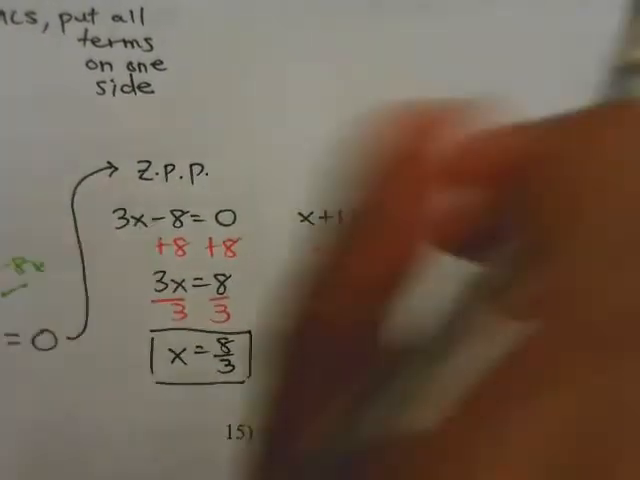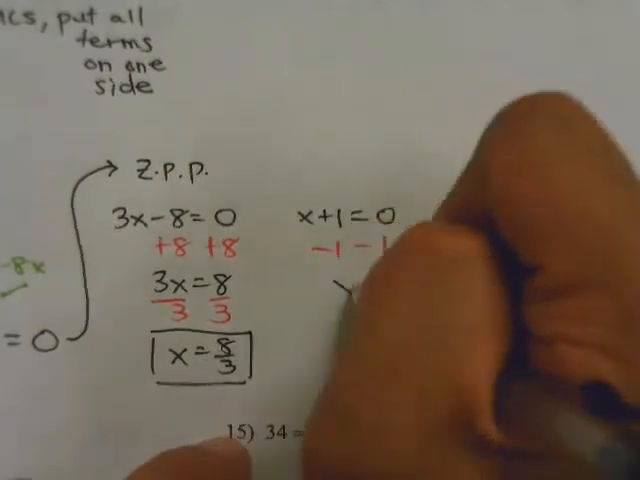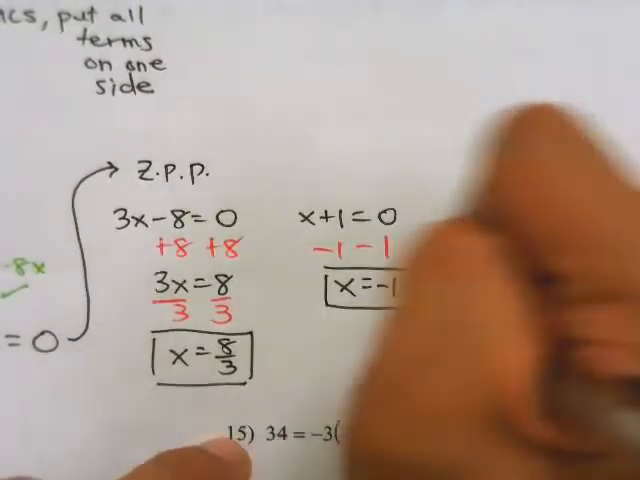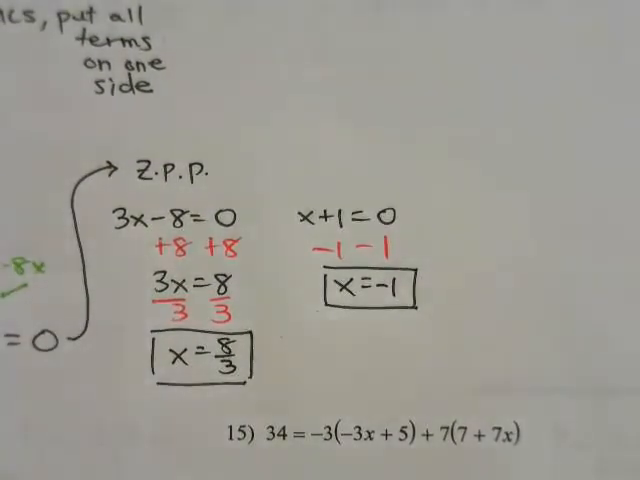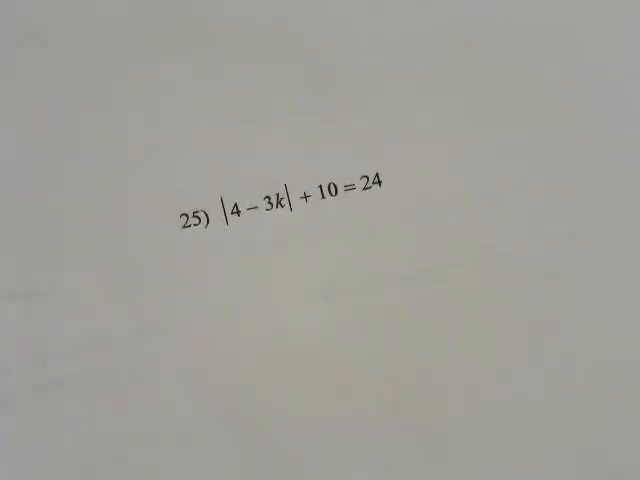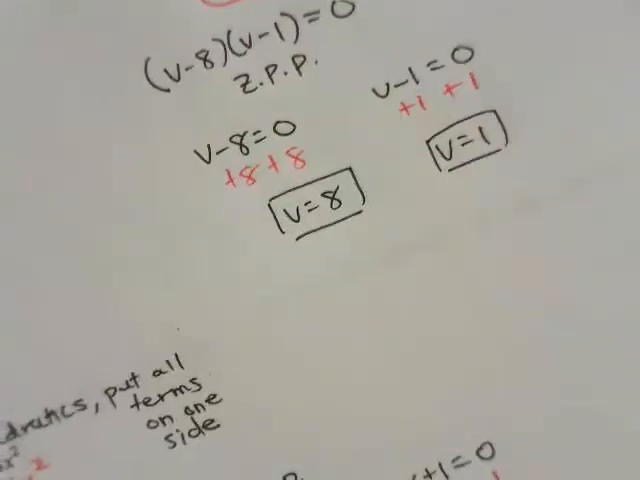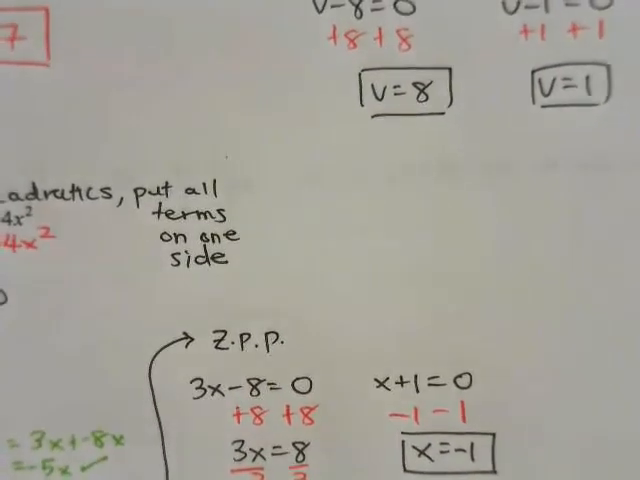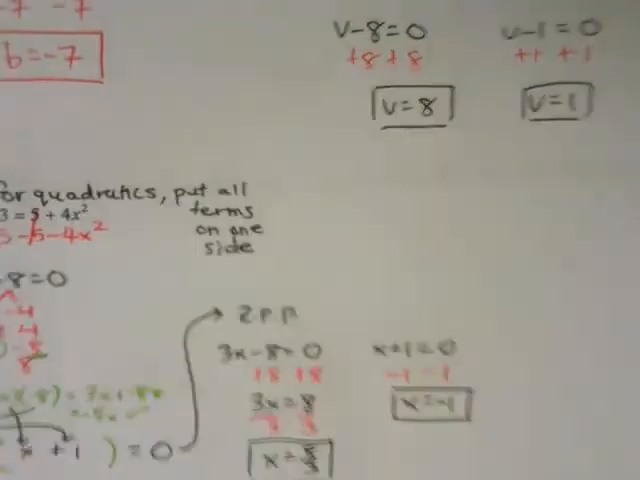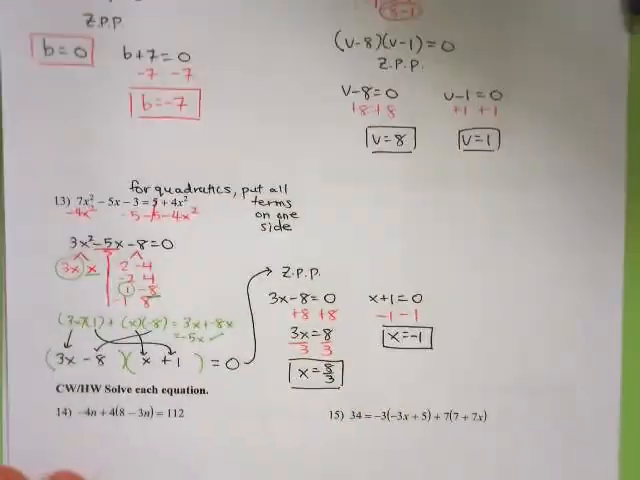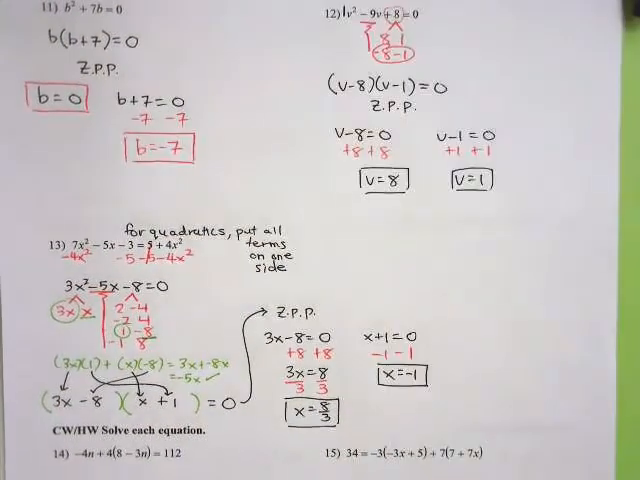Subtract 1, subtract 1. X equals negative 1. Hopefully that's correct. Let's just check it. Okay, 8/3 and negative 1. Sometimes the answer key could be wrong too as well. Okay, you have enough to do now the classwork homework. So start reviewing. Thank you.